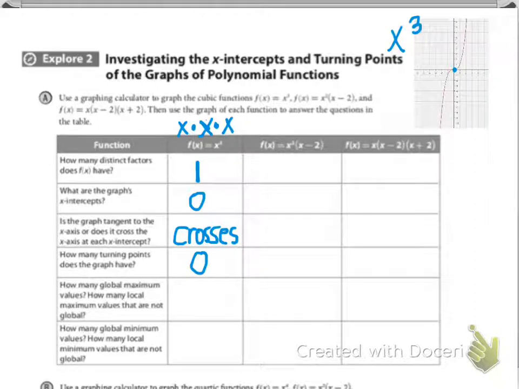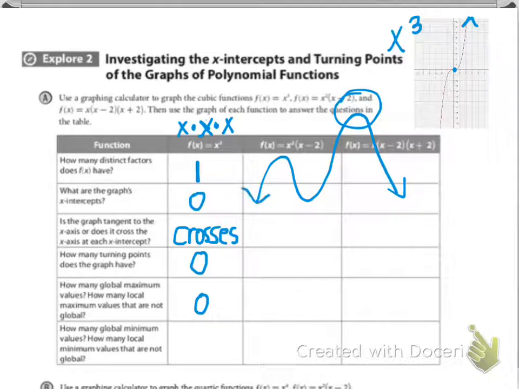How many global maximum? Okay, global maximum means the absolute highest point that the graph can ever get to. But if you remember, this graph continues up forever. So it actually has no global maximums at all. But it also doesn't have any local maximums either. So if you had a graph that went kind of like this, this right here would be a global maximum because that's as high as it ever gets to.